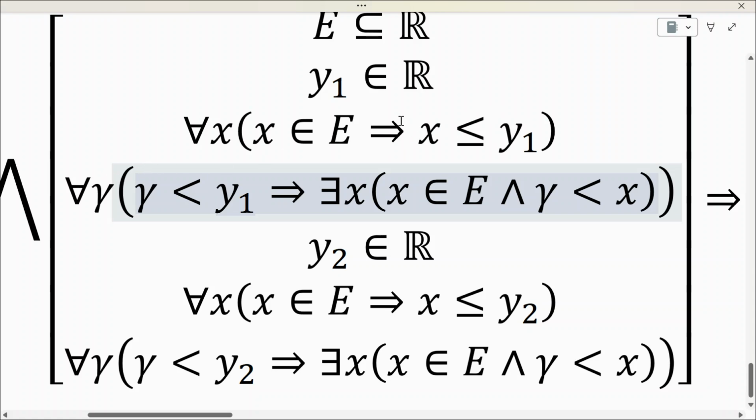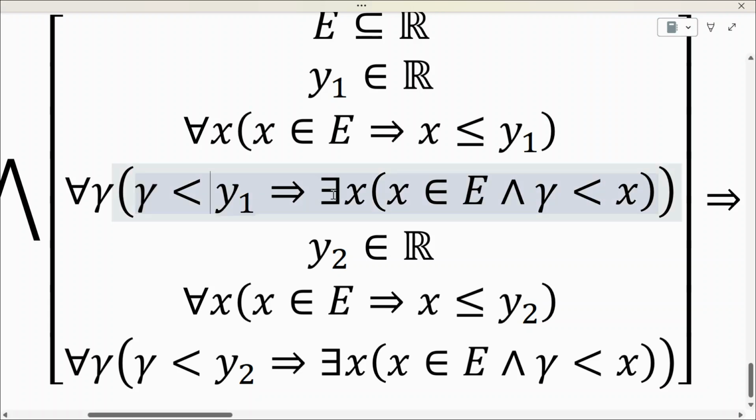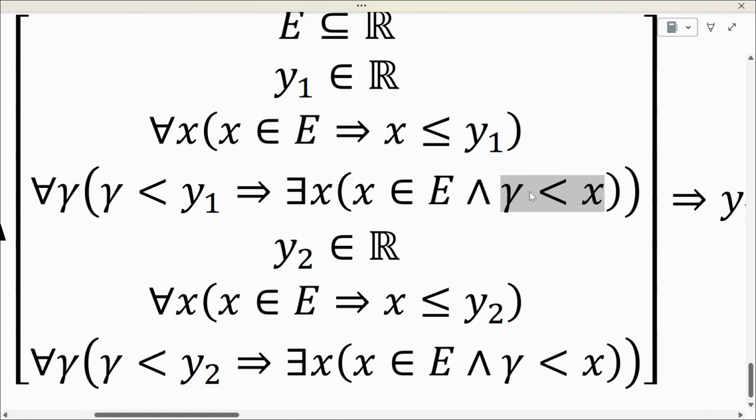It's bigger than anything in x, or bigger than anything in E. Then we have this gamma. If gamma is anything smaller than y1, even just a little smidgen smaller, then we will always be able to find an x in E such that gamma, which we were hoping would be an upper bound, but it's not, is less than x.